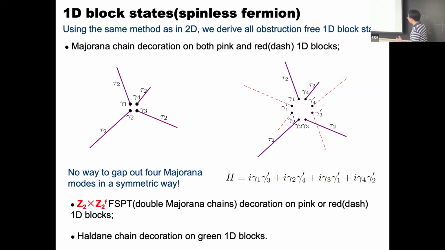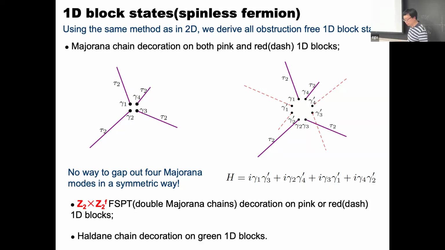Then we repeat the story. We can decorate this Z2 times Z2F fermionic SPT phase. Yes, double Majorana chain, but that's allowed. Even just for half of them, either for the pink or for the dashed line. For the pink, it's already symmetric under this full TD symmetry, and the dashed line, this 1D block, is also symmetric under this TD symmetry.